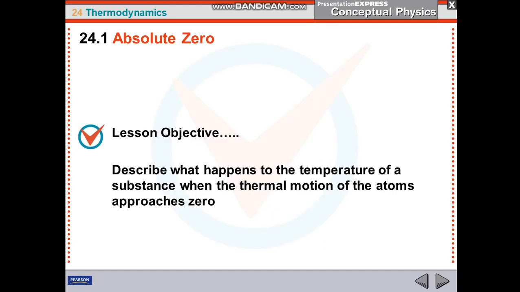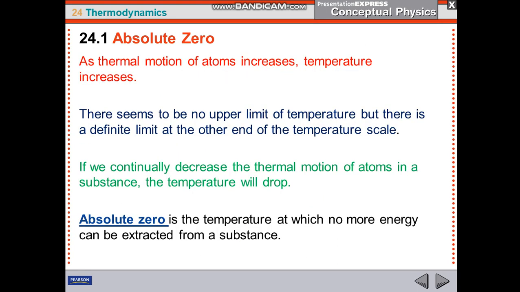At the end of the lesson, you will be able to describe what happens to the temperature of a substance when the thermal motion of the atoms approaches zero. As thermal motion of atoms increases, temperature increases. So you learned already, when the heat increases, temperature also increases. There seems to be no upper limit of temperature, but there is a definite limit at the other end of the temperature scale.